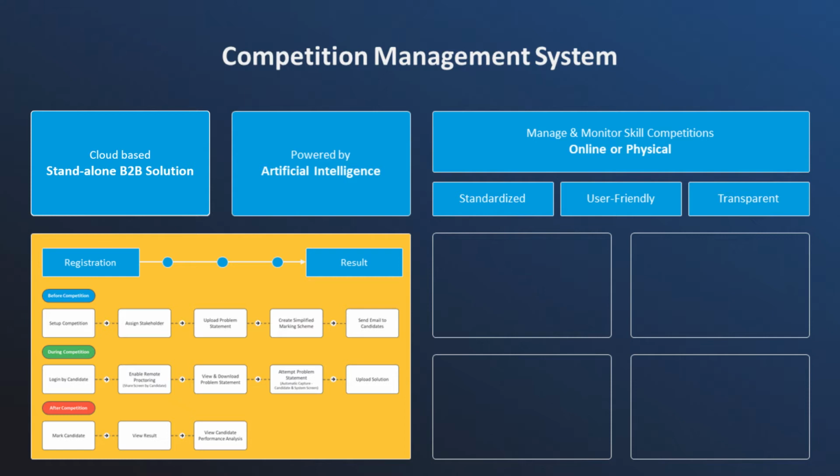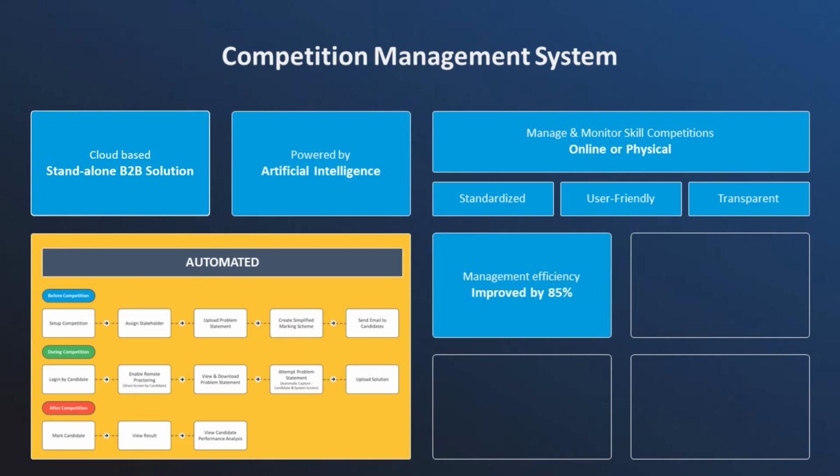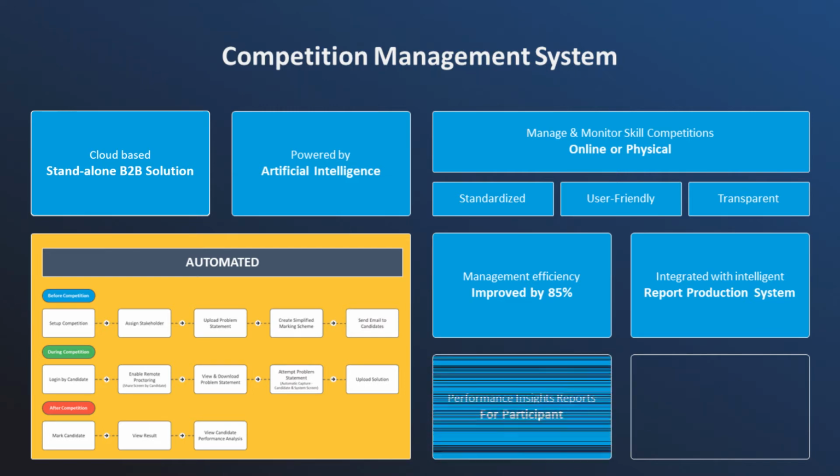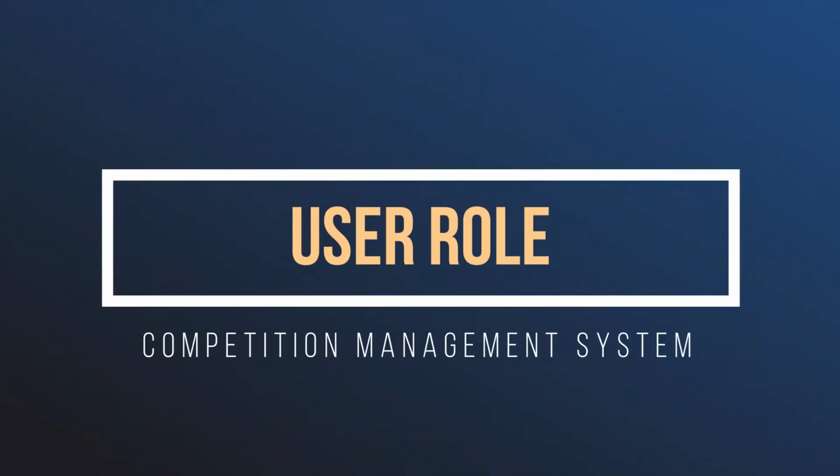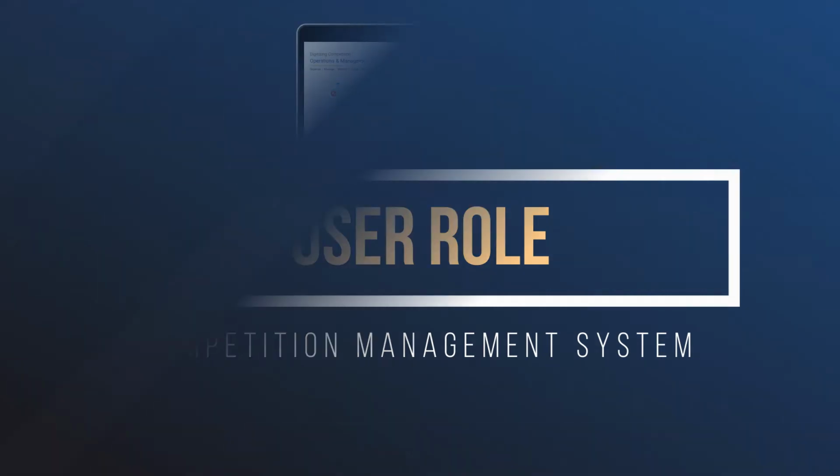All workflows from registration to the final result compilation are automated, thereby improving efficiency by over 85%. In addition, organizers have access to a data analytics-driven report production system, which enables them to analyze performance data of participants, generate skill-wise strategic indicators, and hence calibrate a more deterministic approach to skill development. Let us look at how the competition management system works for different stakeholders involved in a skill competition.